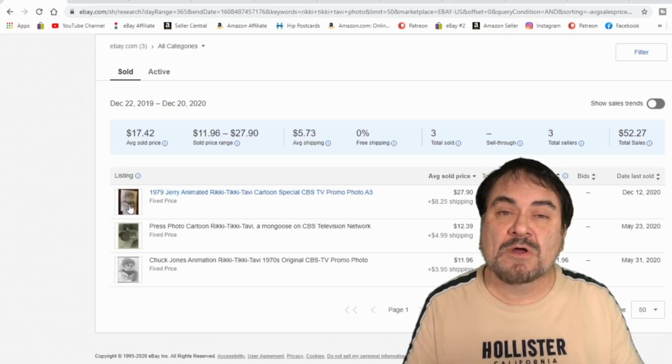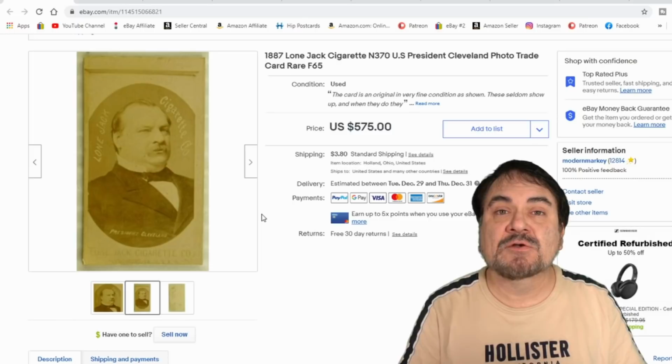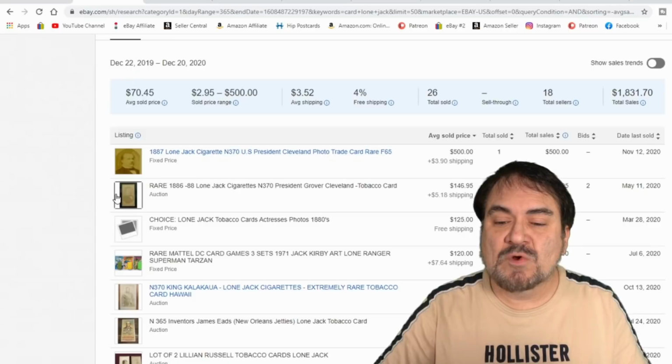So let's show you a few more examples. Now here's one of my cards. I showed this not too long ago. $500 is what I sold it for. I can show you as well, looking at Terapeak, mine's at the top of the list, $500, the exact same one here. The last one that sold at auction went for $146.